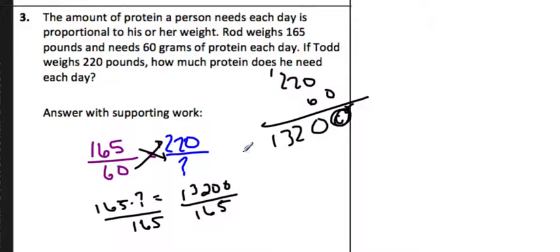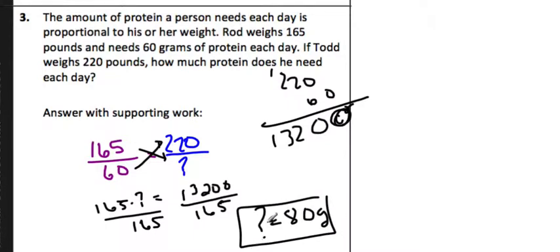Okay, so in this particular case, this guy will have to eat 80 grams of protein a day, which is quite a bit. That's like 4 big chicken breasts. That's quite a big protein.